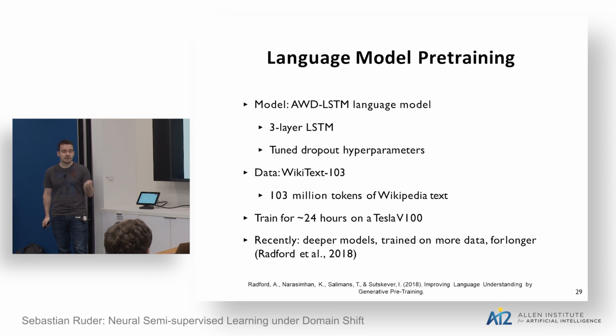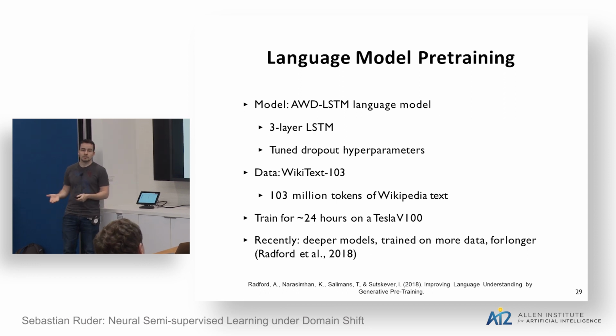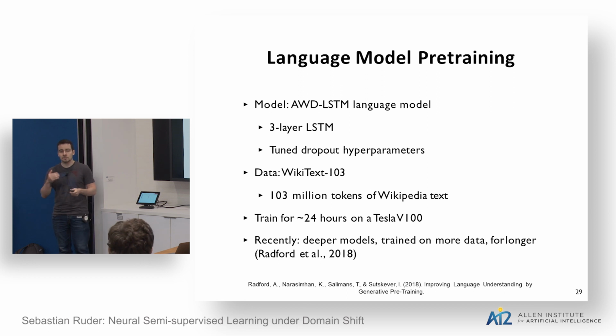For training the language model here, we use a state-of-the-art LSTM language model that is really just a vanilla LSTM consisting of 3 layers, and doesn't have any fancy tricks or other sophistications, and only uses tuned dropout hyperparameters. We train this model on a general domain data set, and we chose the Wikitext 103 dataset, which consists of about 103 million tokens of Wikipedia, and we trained that model for about 24 hours on one GPU. We also tried training that on, for instance, an order of magnitude more data, but we didn't observe too much improvement from doing that when keeping the architecture fixed.